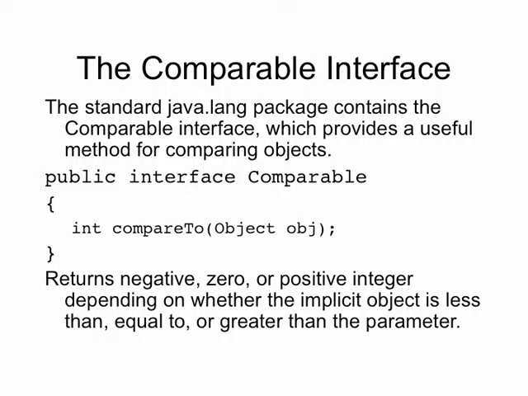So the Comparable interface provides the compareTo method. And let's take a look quickly at the compareTo method. It returns an int, and it accepts as a parameter an Object.